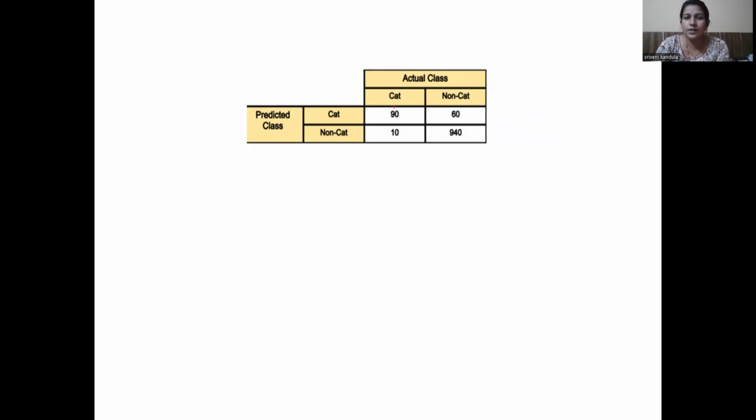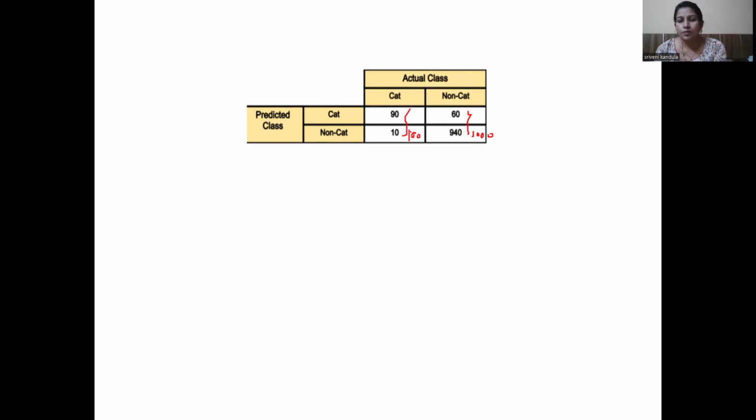Now here you can see there are actually 100 cat images and 1000 non-cat images. If you sum up these values, 90 plus 10, you get a total of 100. So these are the cat images. Similarly, 60 plus 940 is 1000, which are the non-cat images. So here we have 100 cat images and 1000 non-cat images, which are the summations of these.